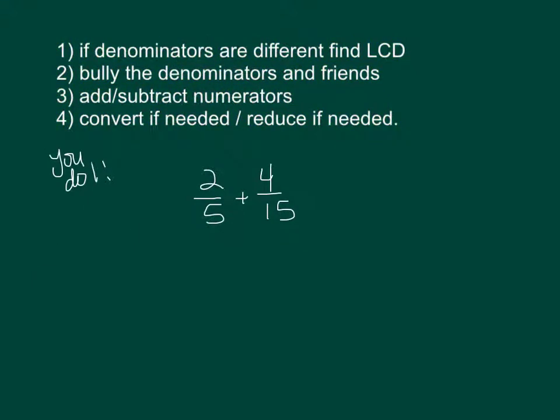Okay, so let's try our first you-do. We're doing 3 you-dos. So you-do number 1 is 2/5 plus 4/15. Go ahead and give this one a try. Push pause, push play when you have an answer. Okay, so you have some sort of an answer. Let's go through the steps.